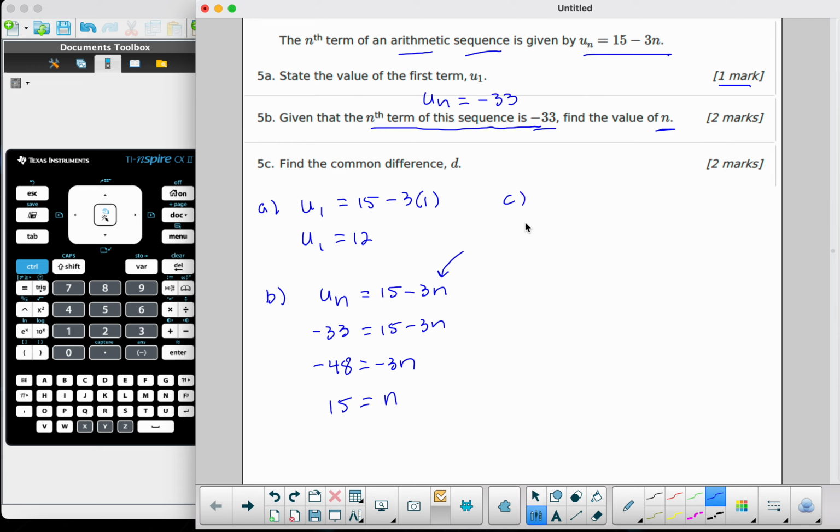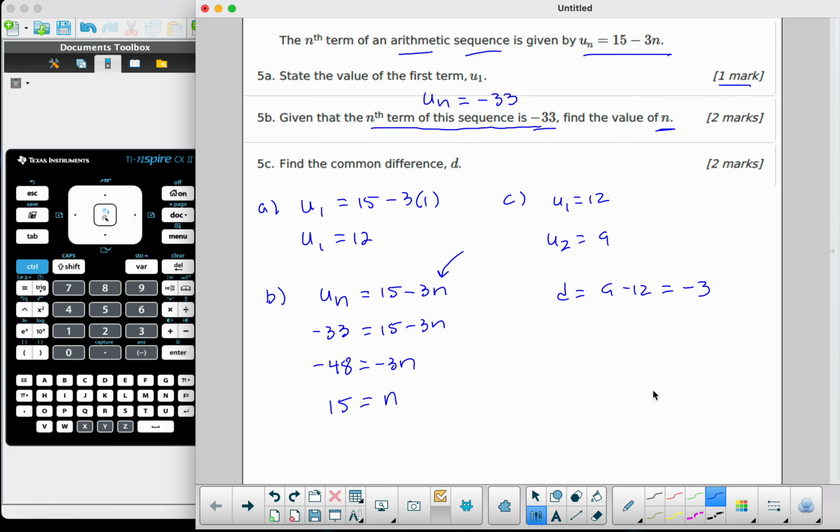C, find the common difference d. Okay, I'll go ahead and do it. We know u sub 1 equals 12, right? U sub 2 is going to be 15 minus 3 times 2. So that's 15 minus 6, which is 9, right? So d equals any term minus the previous term, which is negative 3.